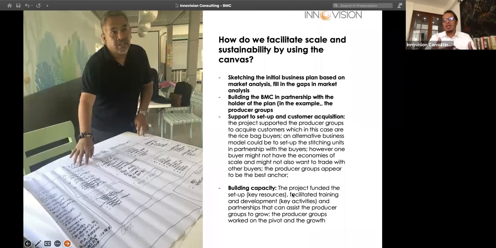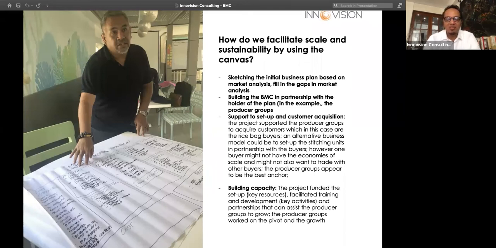So now you might be asking, how do we facilitate scale and sustainability by using this canvas? What I do is I use this canvas as a quick map to draw my idea, to connect all the dots, to connect all the information that we have gathered from the market systems analysis. Once we do that, we start to use that to facilitate BMC.